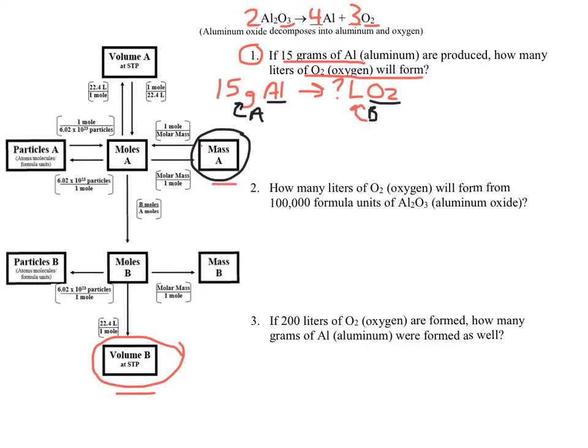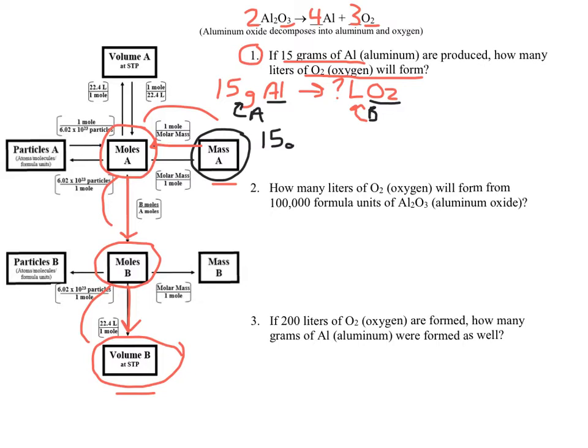Which means I have a path to take. I'm going to have to go from mass A to mole A. And once I'm in mole island, I'm then going to have to jump over to mole B island. And once I'm in mole B island, I'm going to go to volume island for volume B. So that means that's going to be a 1, 2, 3-step problem. All right, and as long as we follow the map, we should have no problems whatsoever. So let's do that. Let's write down what we have.